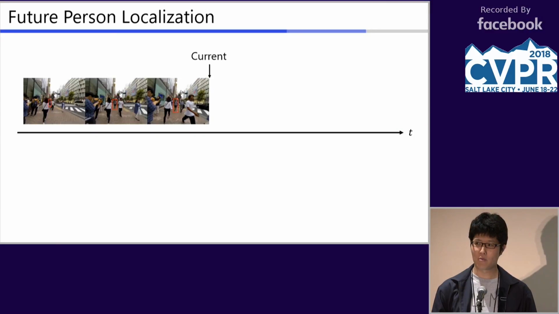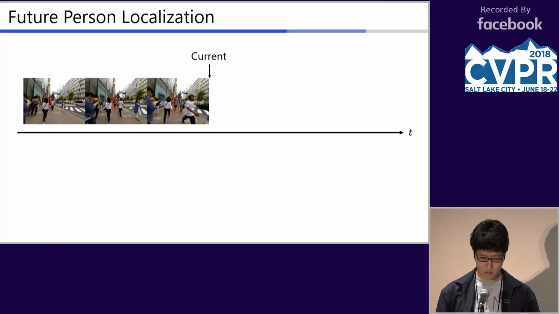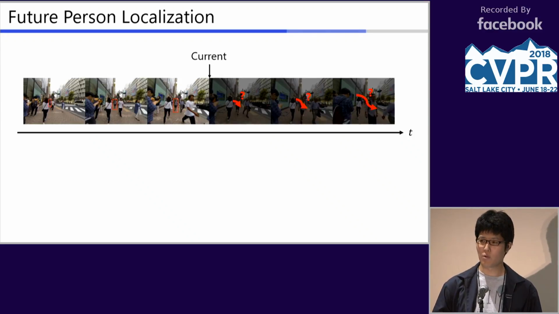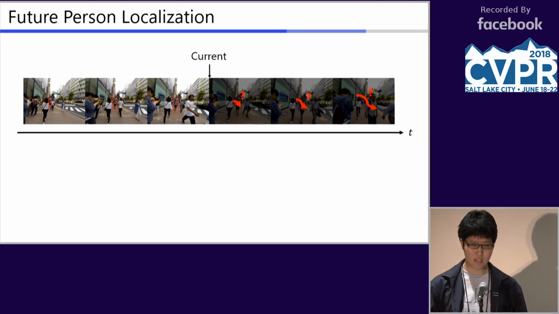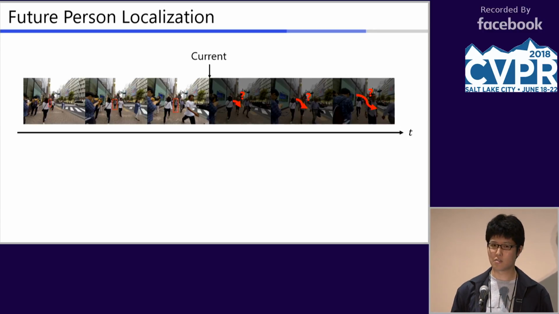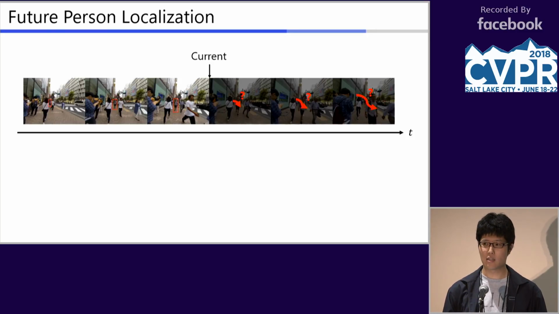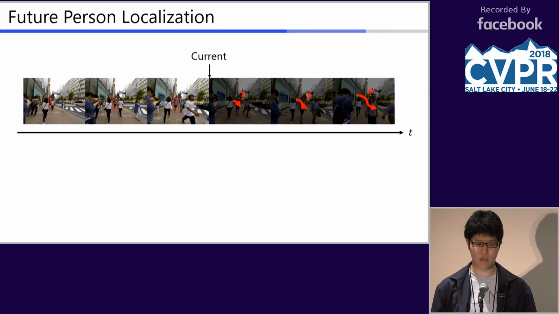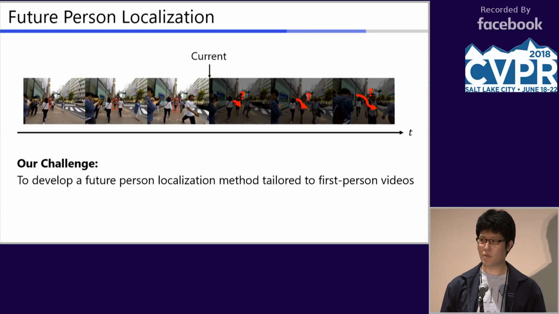Let me explain the problem formulation. Our problem is future person localization, and the input is a 2D location history of a specific person observed in first-person video, and we want to predict the future location of that person in successive frames. Since this is a prediction problem, we do not have access to the future frames. The future localization problem itself was already studied mainly in surveillance video or fixed-view video, but not in the first-person camera scenario. And the challenge is to develop a future person localization method which is tailored to first-person videos.